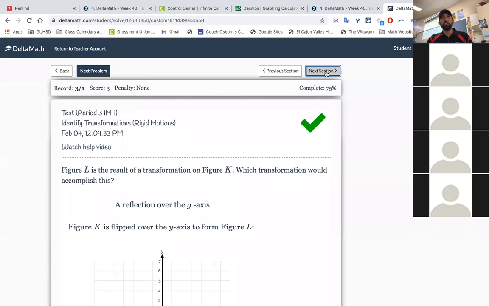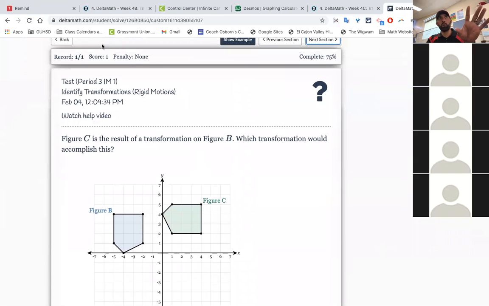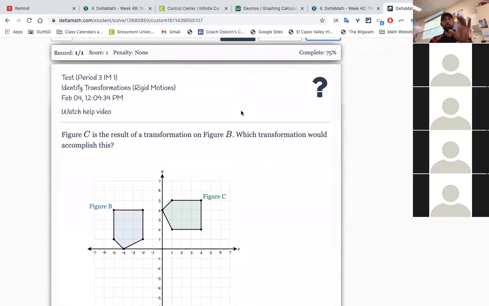All right, so let's go to the next section. Again, remember, these are all one answer sections. So every time you answer one, keep track of your record up there in the corner, so that you know that you're on the right track.